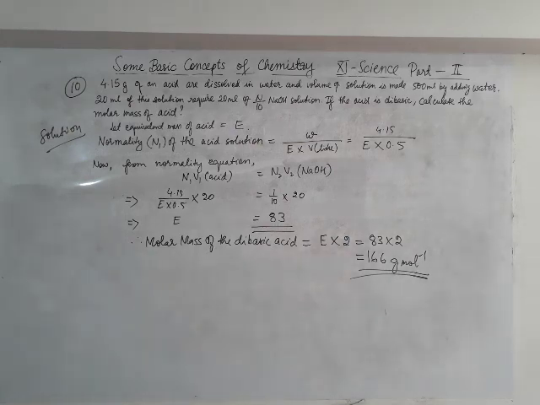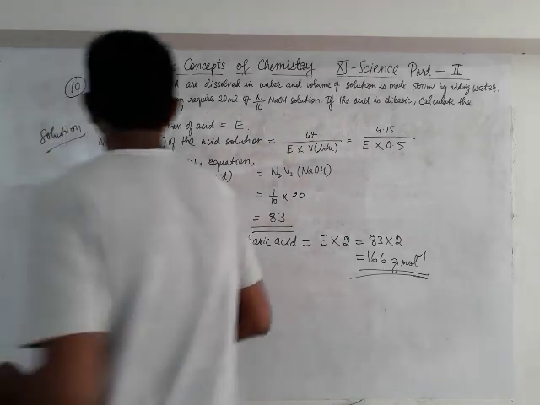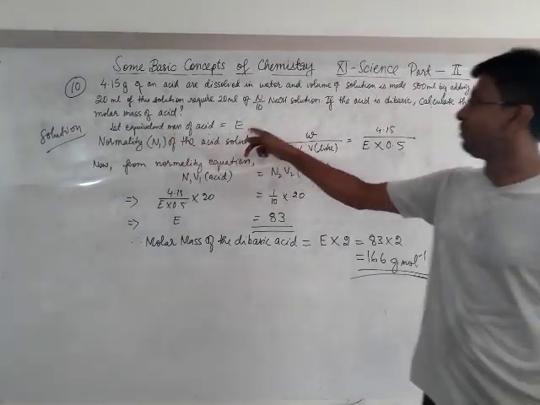4.15 gram of an acid are dissolved in water and the volume of solution is made 500 milliliter by adding water. 20 ml of this solution requires 20 ml of N by 10 sodium hydroxide solution for neutralization. If the acid is dibasic, calculate the molar mass of the acid. So let me go through this once more. Let the equivalent mass of the acid be capital E.